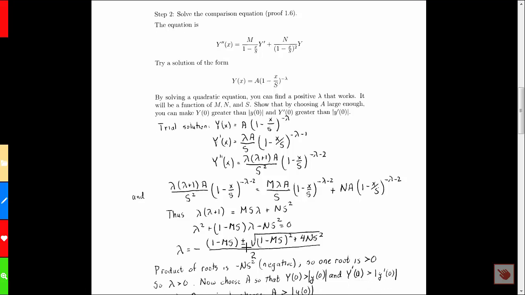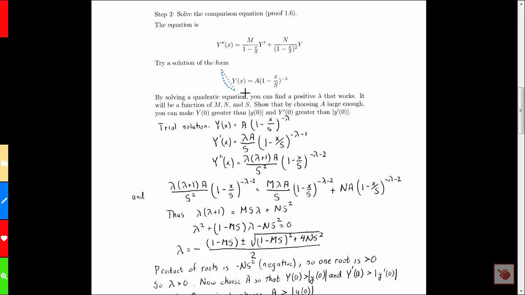Now we go on to step 2 of the proof, and this is one for which you are going to be held responsible. It's actually fairly straightforward. I think you'll be happy if it shows up on the quiz. What's our comparison equation? The comparison equation is capital Y double prime is equal to M over 1 minus x over s times Y prime plus a similar term involving Y, where M and N have been chosen in accordance with the results on the previous page.